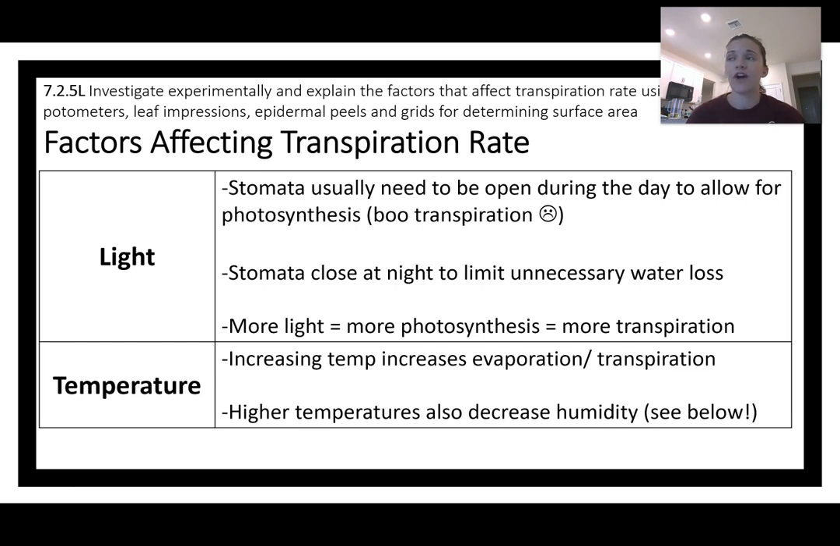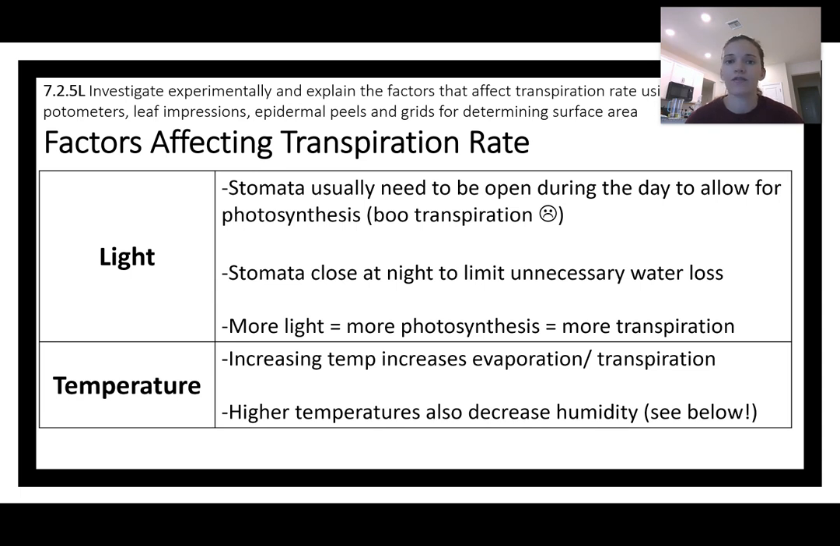So, light. When you have a really bright sunny day, the stomata are typically going to need to be open for photosynthesis to occur. If you have a lot of sunlight, photosynthesis is going to be happening regularly. So the stomata are probably going to have to open for gas exchange to help with the photosynthesis. So more light is going to increase transpiration. At the same time, most plants will close their stomata at night because there's no sunlight, there's no photosynthesis. They're allowed to save the water. So transpiration will go down if it's darker at night.